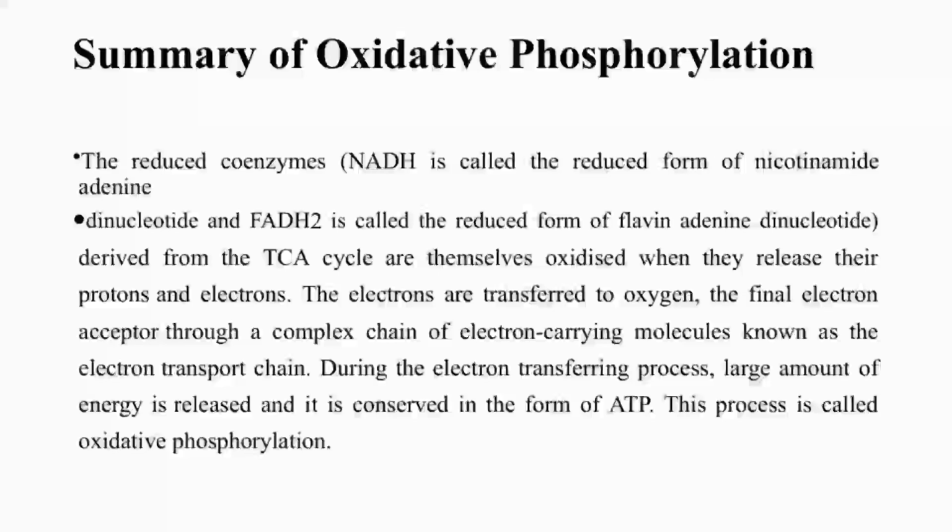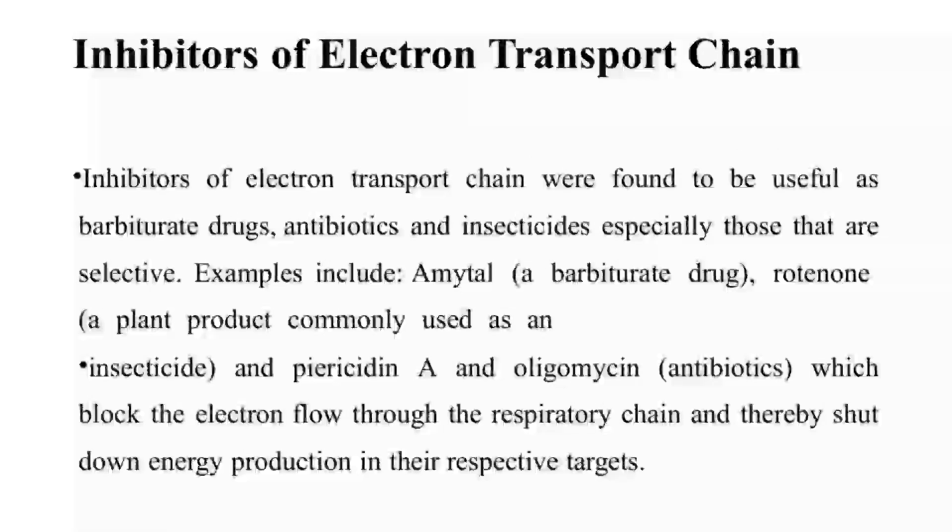Now, let's talk about inhibitors of the electron transport chain and their practical applications. These inhibitors have been found to be quite useful as drugs and pesticides, especially when they are selective. For example, amytal is a barbiturate drug that can inhibit parts of the electron transport chain. Rotenone is a plant-derived compound commonly used as an insecticide, and it specifically targets the electron flow in insects.